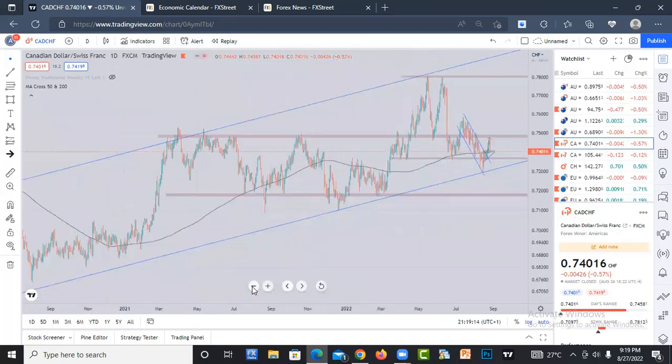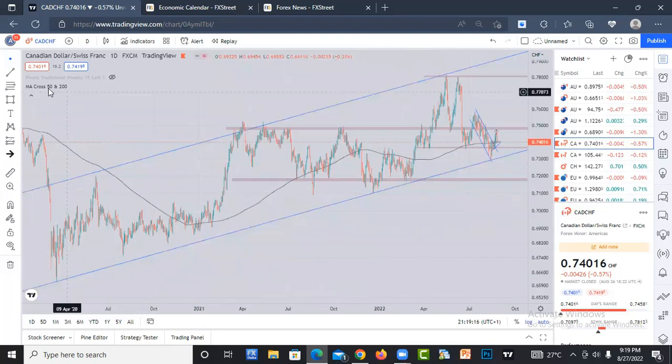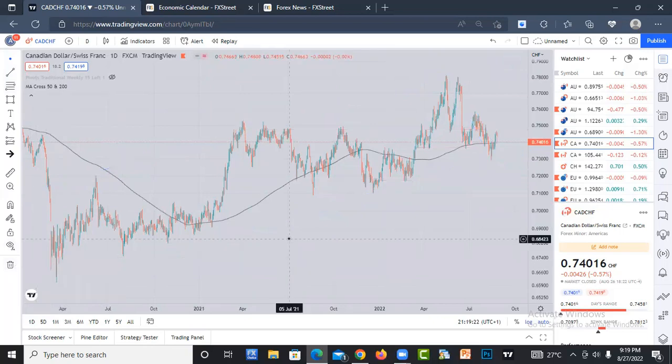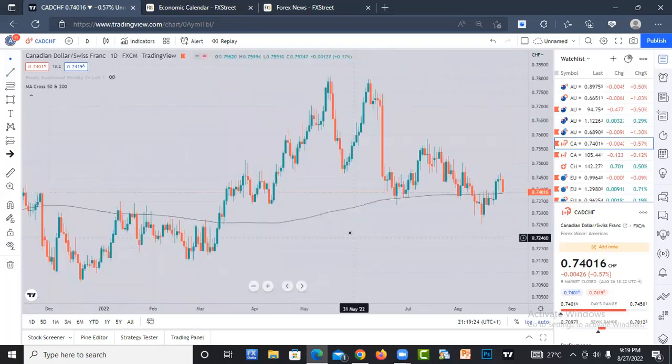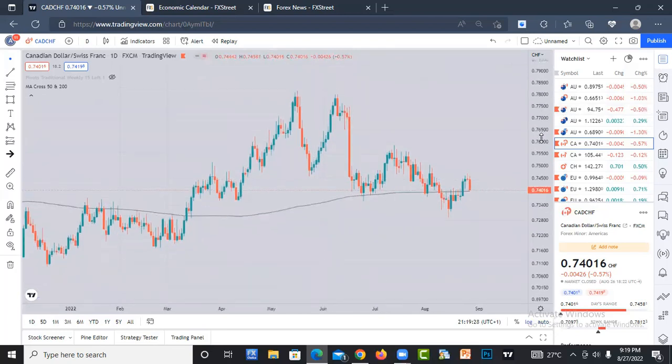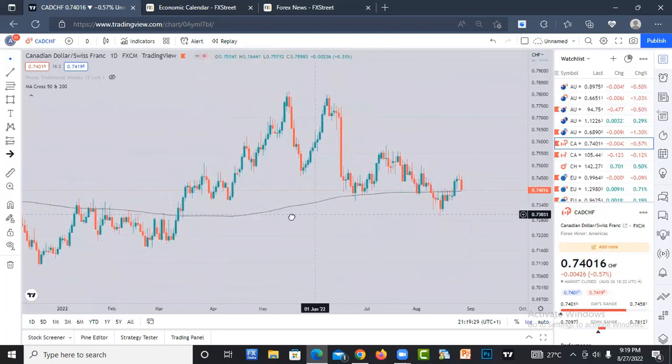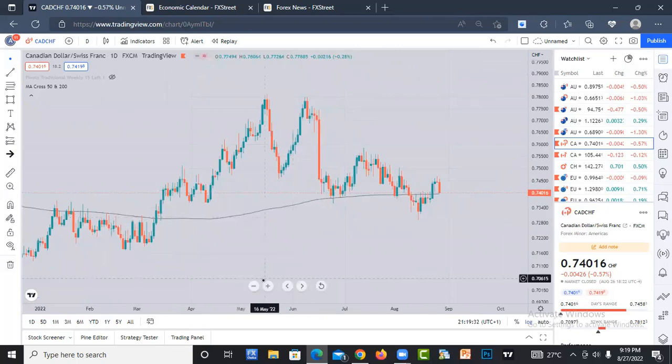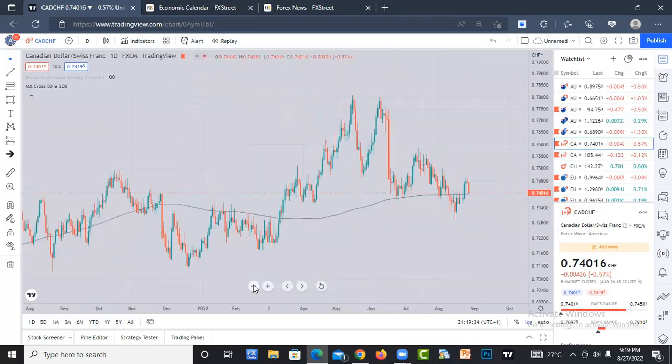What I'm going to do now is clear this chart. This is how I start my analysis. The first thing, like I said last week, is I look for my support and resistance on my higher time frame, like my daily time frame.